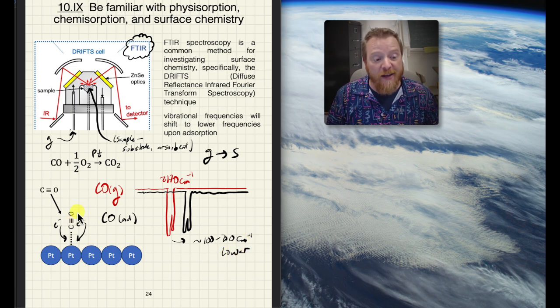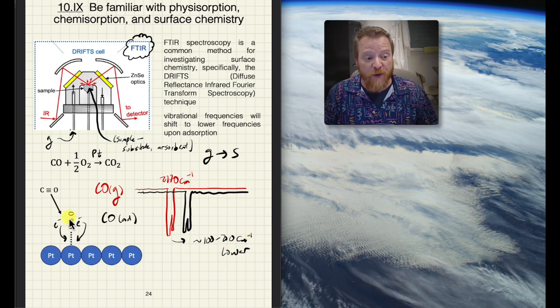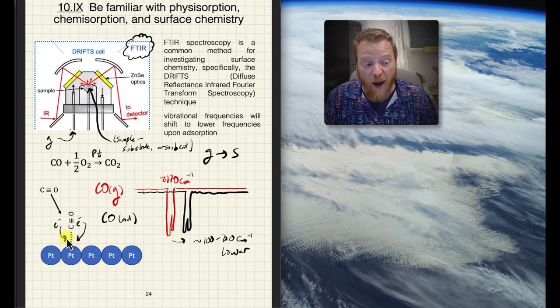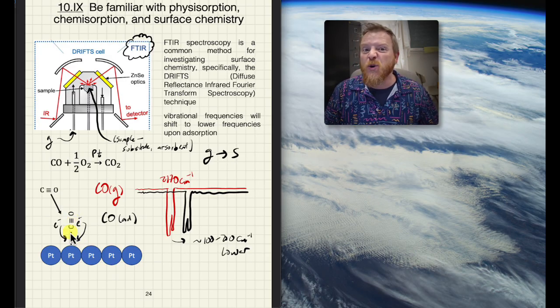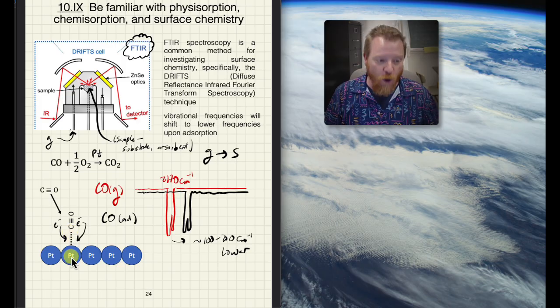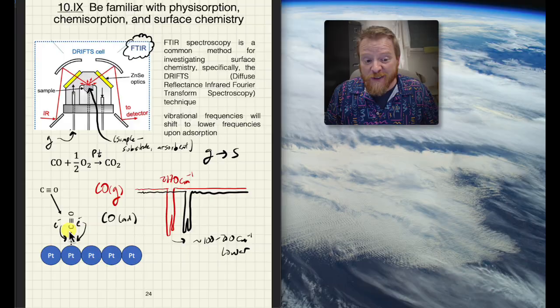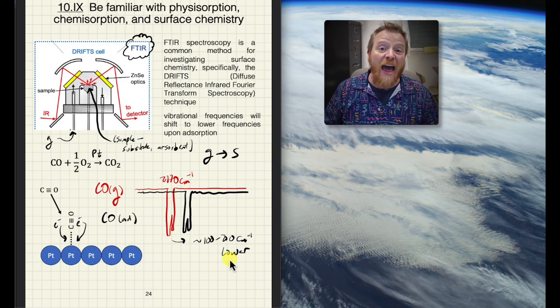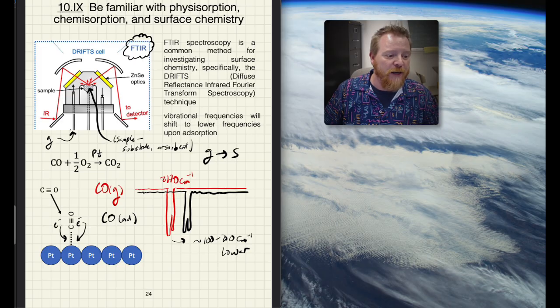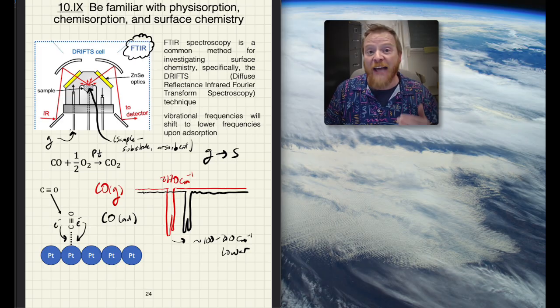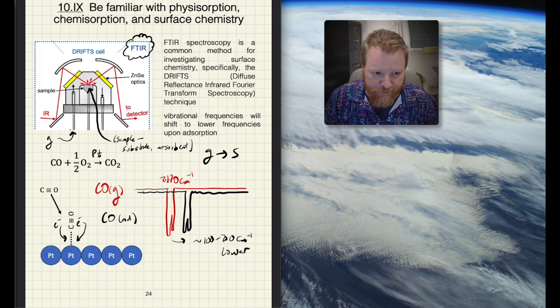That is because this electron density has been removed from the bond between the carbon and oxygen centers and into this new chemisorbed covalent bond. That makes this vibrate at a smaller frequency, right? So we see it shift into lower frequencies, and that would give us the spectroscopic evidence that adsorption has taken place.